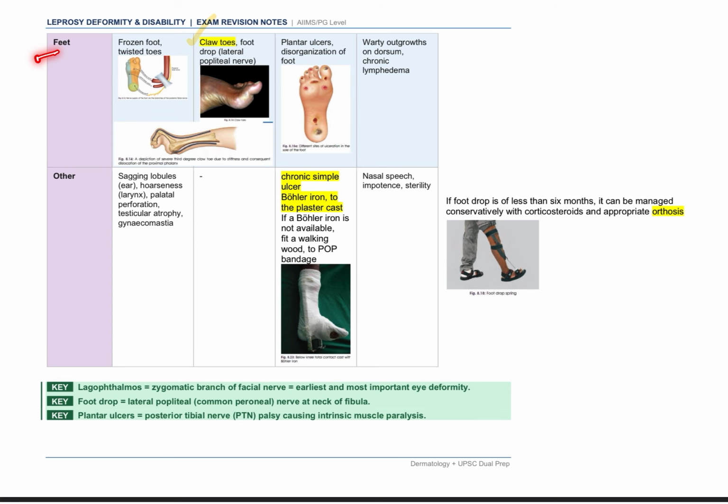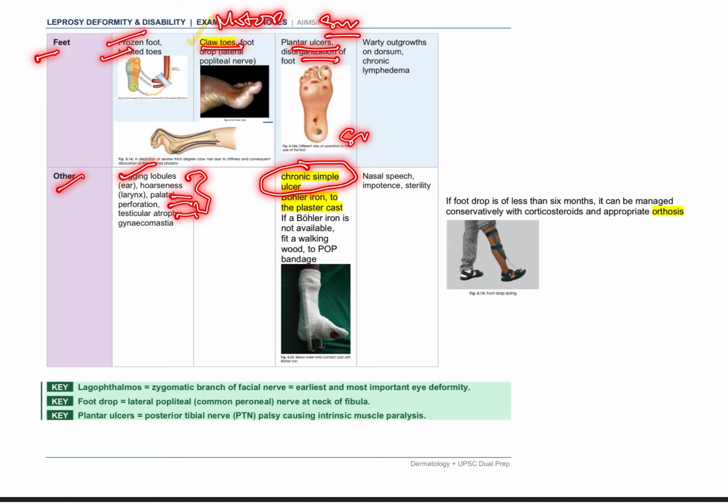In the feet, there can be frozen foot, twisted toes, and due to motor involvement, there can be clawing of the toes. Due to sensory loss, there can be plantar ulcers or disorganization of the foot. Other deformities include sagging of the lobules of the ear, hoarseness of the voice, palatal perforation, and testicular atrophy. Then a chronic simple ulcer due to loss of sensation.